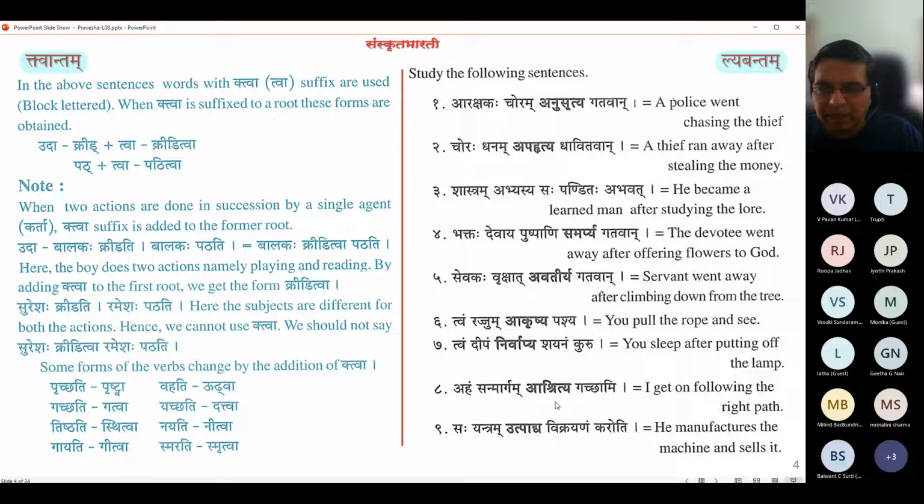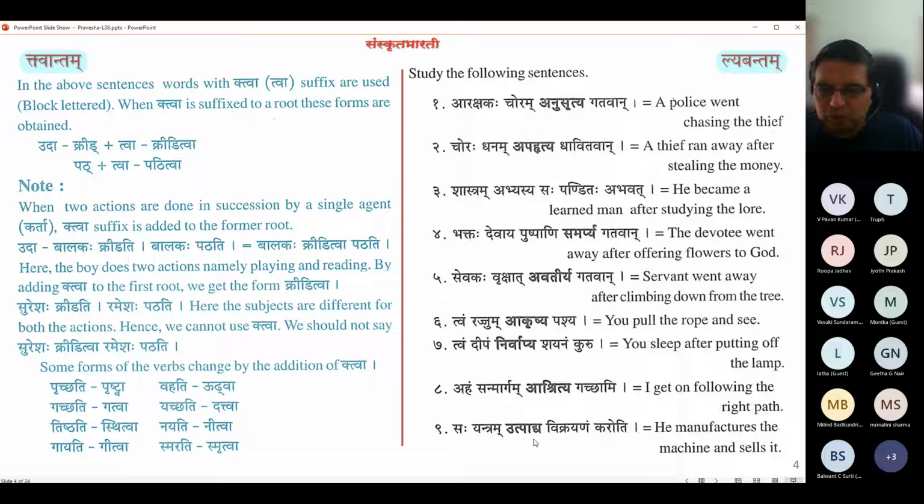Aham sanmargam ashritya gacchami. So I'm not sure of what is the dhatu form there, but the ang upasarga is clear there. Okay, so ashraya with the ang built in it comes. So ashritya. Okay, so everywhere tvanta is not used, but lyabanta is used because of the upasarga.